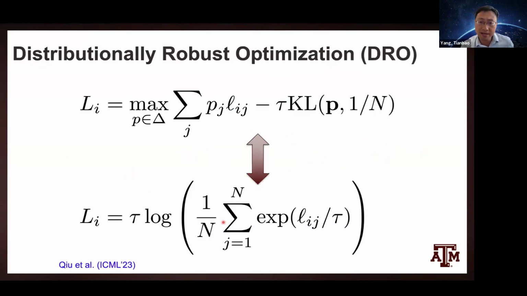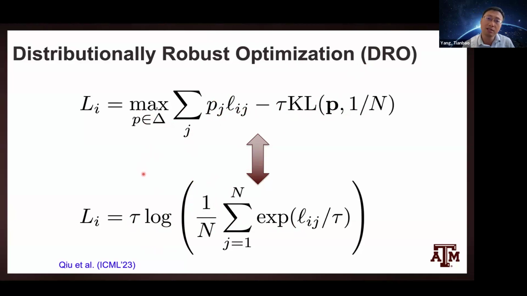This is based on our early work, the connection between global contrastive loss and DRO, distributionally robust optimization. This equivalence has been shown before. This is tau log average exponential, and this is equivalent to DRO. Here we assign a weight PJ to each J, where PJ is from the simplex, with KL divergence, tau is the regularization parameter, and max over P. So these are equivalent.